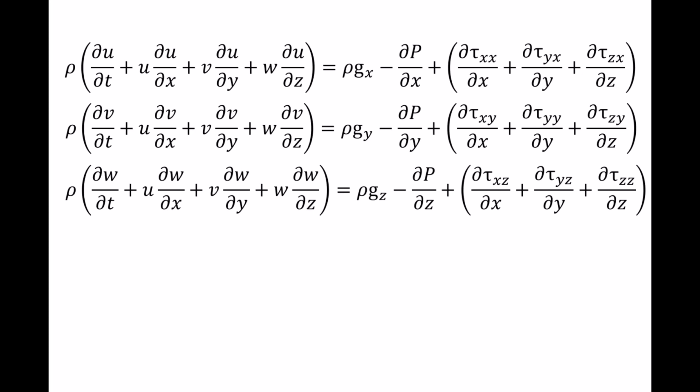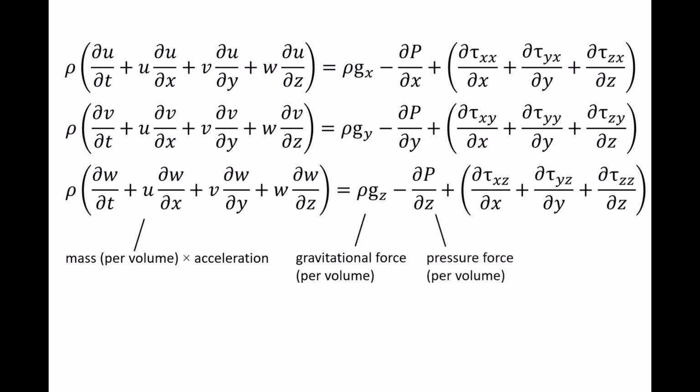Our equations have come a long way from the original form of Newton's second law at the beginning of this video. Now let's take a moment to review the meaning of each of the terms. The left side of the equation is mass per volume times acceleration. The forces causing the acceleration are on the right side of the equation. The terms with density times gravitational acceleration represent the gravitational force per volume. The terms with partial derivatives of pressure represent the pressure force per volume. And the terms with the viscous stresses represent the viscous forces per volume.